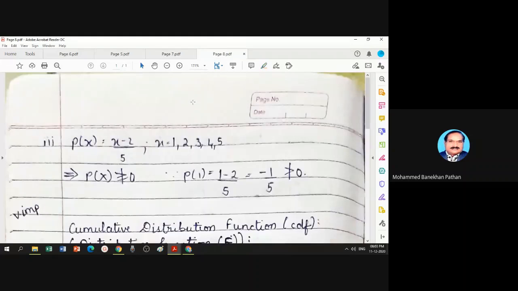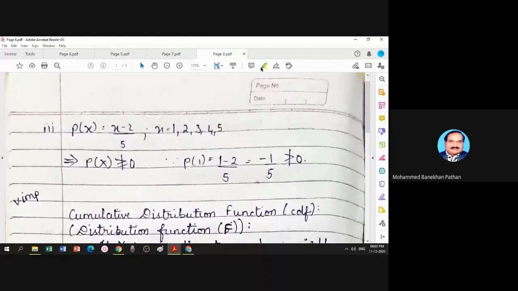Now the last example is the third bit. If Px equal to x minus 2 divided by 5, semicolon, x takes value 1, 2, 3, 4, 5. Now you can see whether this function is non-negative or not. Suppose I start with x equal to 1, replace here. 1 minus 2 is minus 1 upon 5. So my first condition is not satisfied.